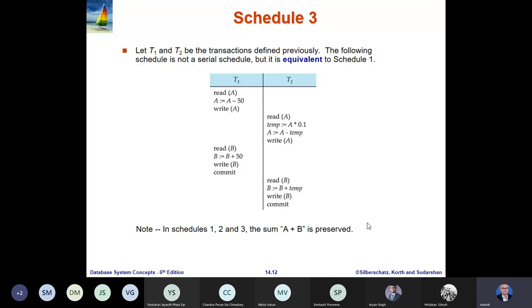But we see that in some sense the sum of A and B is preserved. That is guaranteed by schedule 3, and its net impact is equivalent to the net impact of schedule 1. Schedule 1 is a serial schedule, so this schedule 3 is equivalent to a serial schedule. Hence we call this concurrent schedule, schedule 3, a conflict serializable schedule. But initially it is called a serializable schedule. What are the types of serializability? I am coming to that very soon.